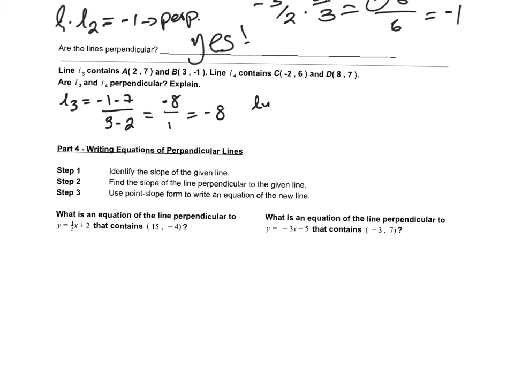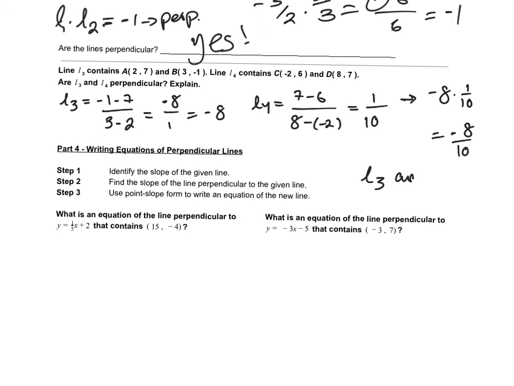And then line 4, we'll call C x1, y1, and D x2, y2. So 7 minus 6 over 8 minus negative 2. 7 minus 6 is 1. 8 minus negative 2 is 10. Multiply negative 8 times 1/10, and we get negative 8 over 10. And you can reduce that down if you want. But this does not equal negative 1. So line 3 and line 4 are not perpendicular.